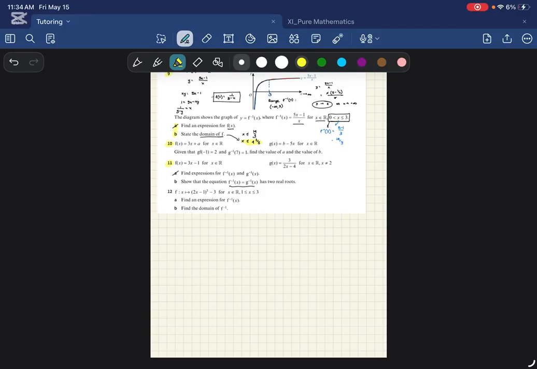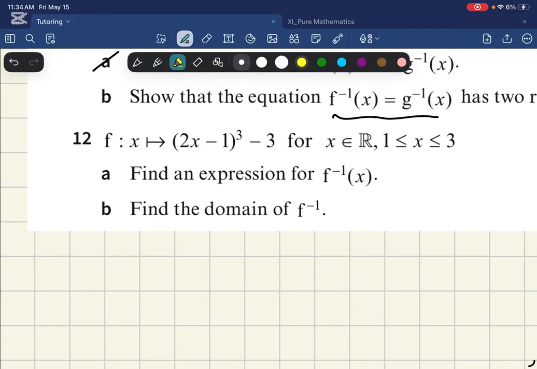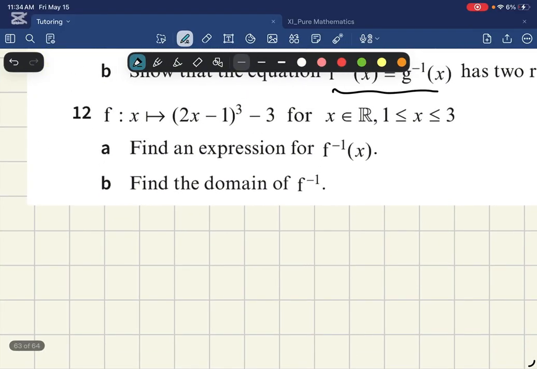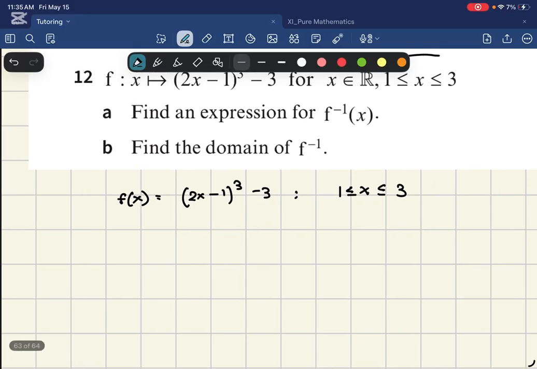So question 12. We are given f of x. So f is a function that maps x to 2x minus 1 cubed minus 3. And then your domain for x is a real number is this. All right, so we are asked to find an expression for f inverse of x.